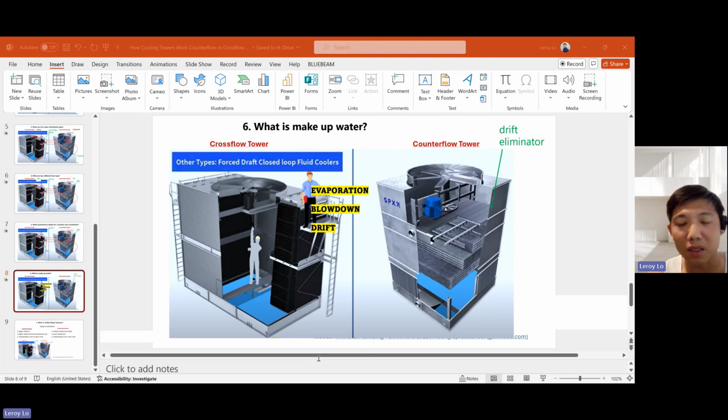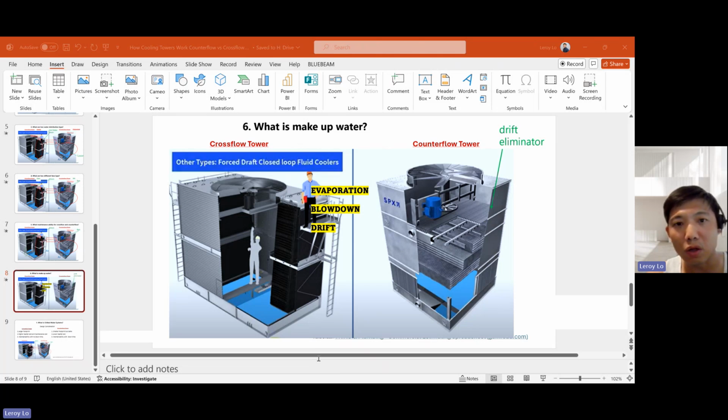For blowdown, water is bled from the cold water basin to reduce the concentration of salt and other impurities in the circulation water. And for drift, it happens when water is lost as liquid, basically flying away as liquid droplets that haven't been evaporated, but are likely to hijack a ride out of the tower on the airstream, because we don't want to lose this water.